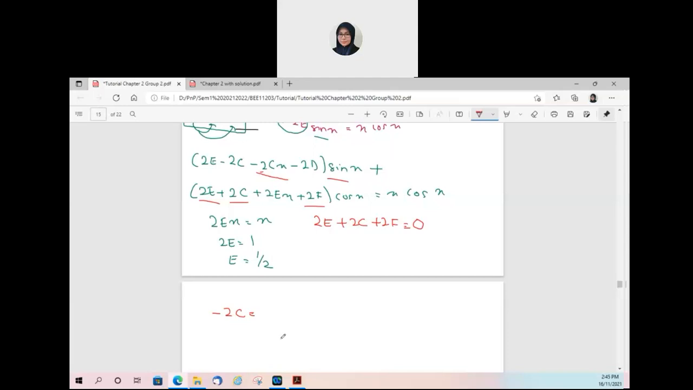Ada sign tak dekat sebelah kanan? Do we have any sign here? No. Jadi kosong, then minus 2C equals to 0. Then C equals to negatif 2 darab kosong. Kenapa? Kan kalau negatif 2 darab kosong. Oh, ya betul. So C equals to 0.